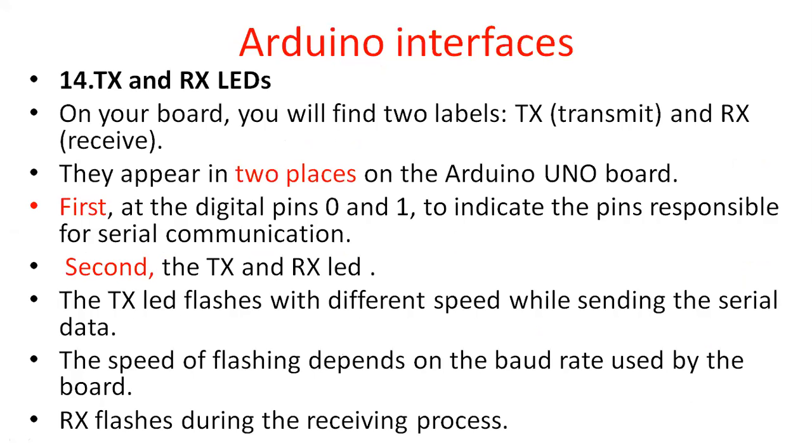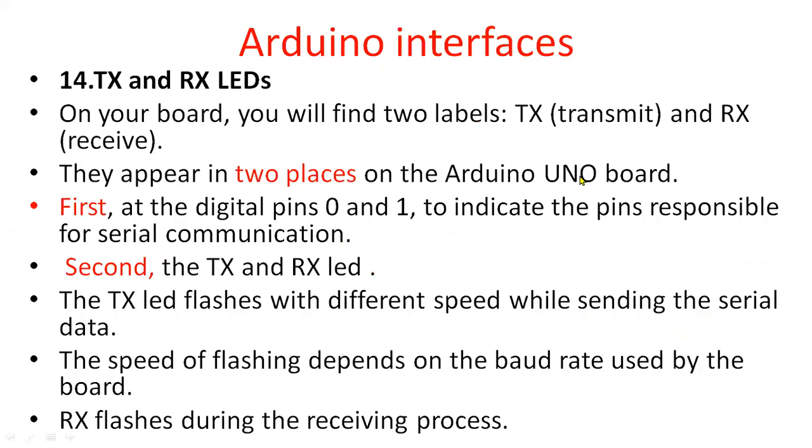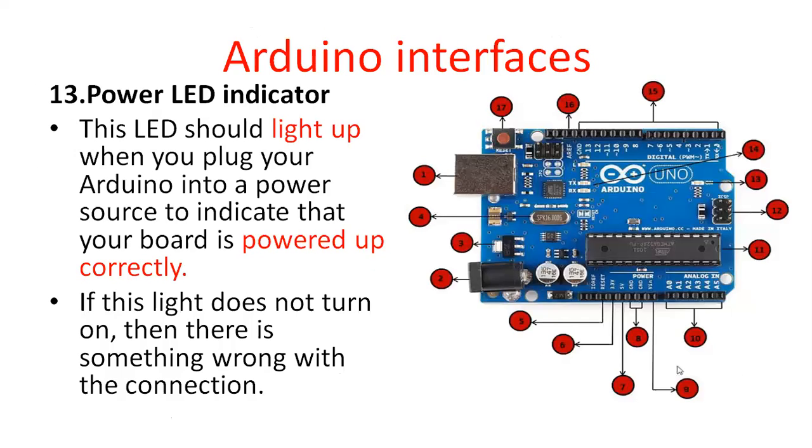This appears in two places on an Arduino Uno board. The first is at digital pins 0 and 1. If you see the board, TX and RX are digital pins 0 and 1, the pins responsible for serial communication. And then the second place, somewhere else, the TX and RX are also available.